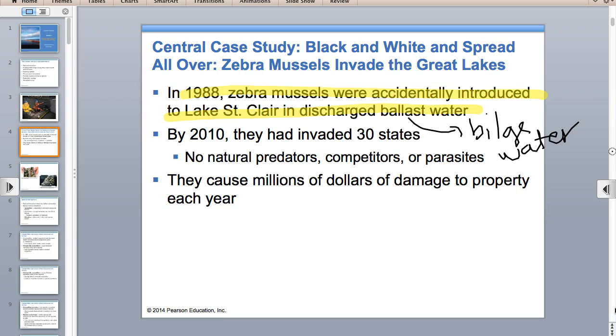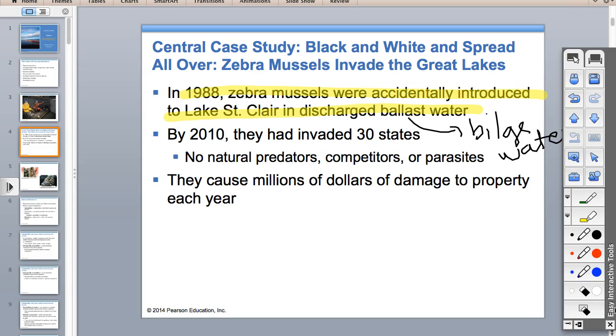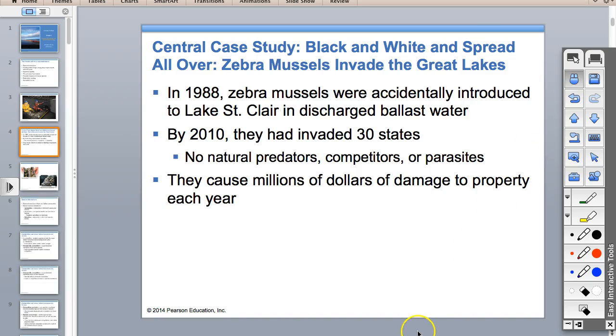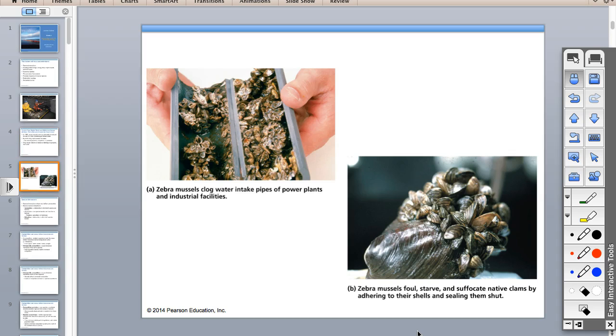So it's sort of problematic. You can see within 20 years' time, they had invaded 30 states, whereas in the late 80s, they weren't even a thing yet. Especially if you go out west, you'll see signs that say if you have a boat, it has to be inspected before you can put it in the lake. Out west, they don't have problems with zebra mussels yet, and so they're trying to prevent it by doing inspections of boats. So anyway, here are the zebra mussels.